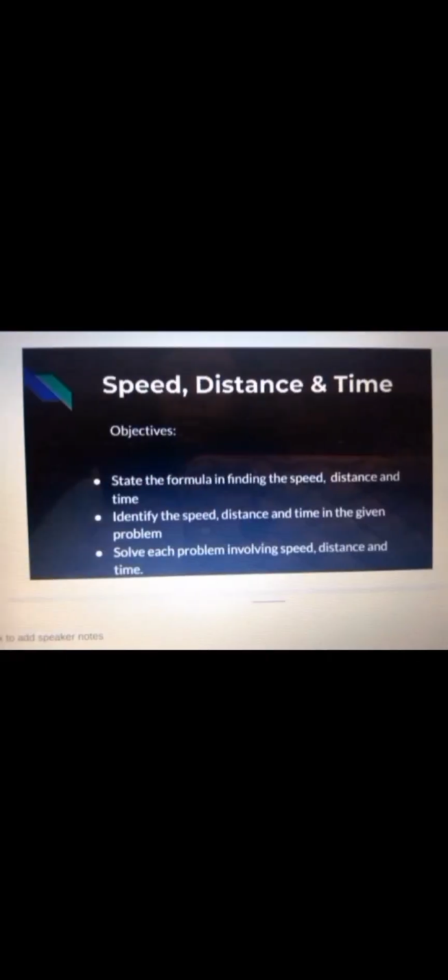So, here are the objectives. First, state the formula in finding the speed, distance, and time, and identify the speed, distance, and time in a given problem, and solve each problem involving speed, distance, and time.